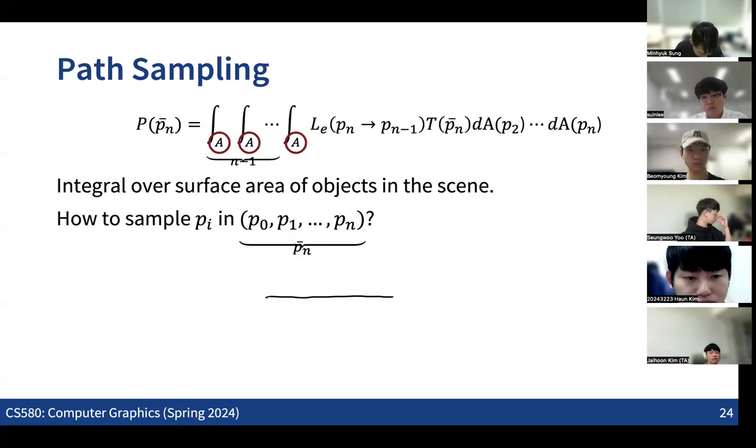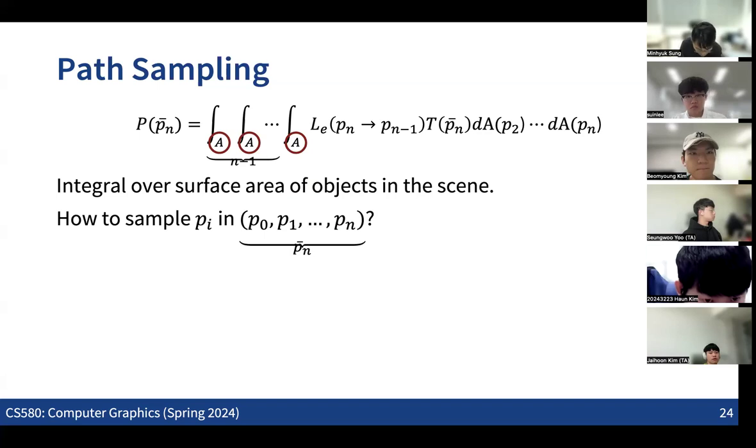And also, these are the cases where we are sampling points over the surface of the objects. The typical ray tracing system has an arrangement of 3D objects in the scene. We have surfaces of multiple 3D meshes in the scene, and we need to sample points over the surfaces. The question is, every time we increase the length of the path, how do we sample a new point in the scene?